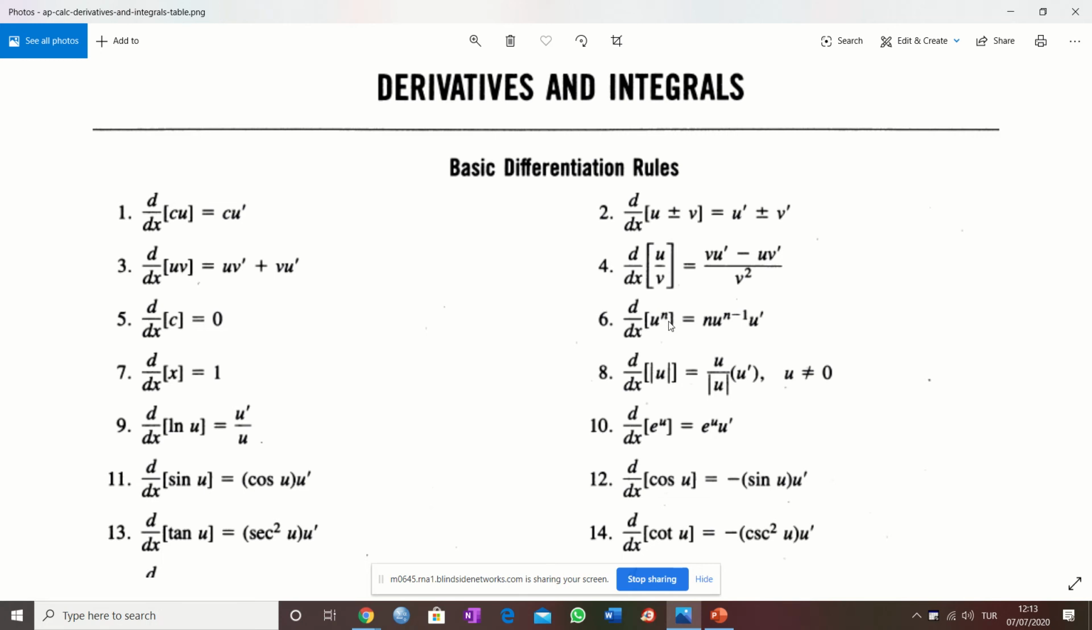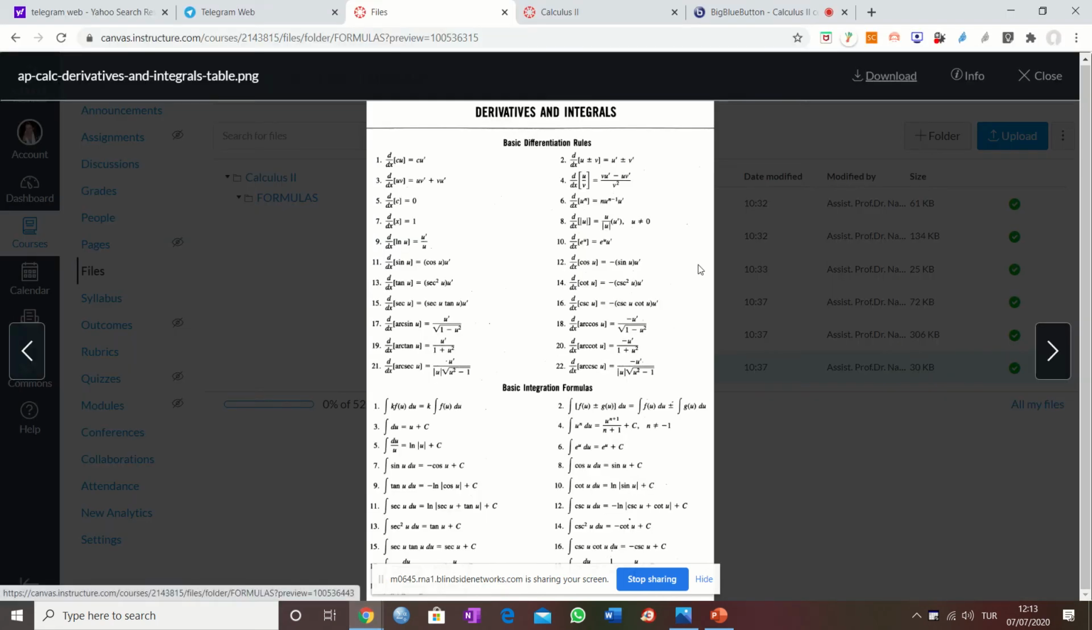Now here, if we have powers, n is a power here, so how do we find the derivative of u to the n? Let us say u is a function in terms of x. Here what we do, we put n here, and we subtract 1 from the power, and we multiply by the derivative of u. And we have some other formulas here that we use often, exponentials. Now let us pass to our Canvas platform for other formulas.